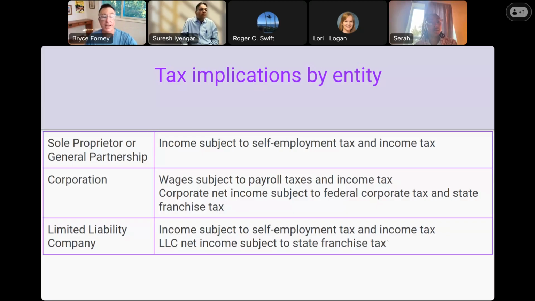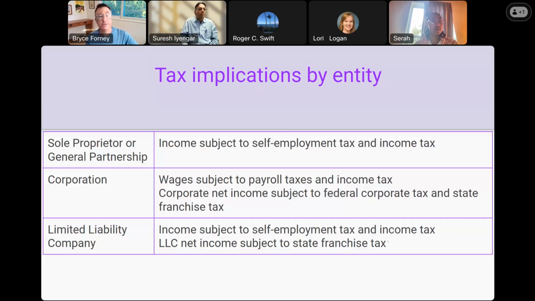If you're a corporation, it depends on whether you're a C Corp, which is the default, or you elect to be an S Corp and the IRS accepts your election. If you file as an S Corp, then, well, in either case, the wages that you pay, if you're a corporation, you're not paying yourself through draws like a sole proprietor or partner would.